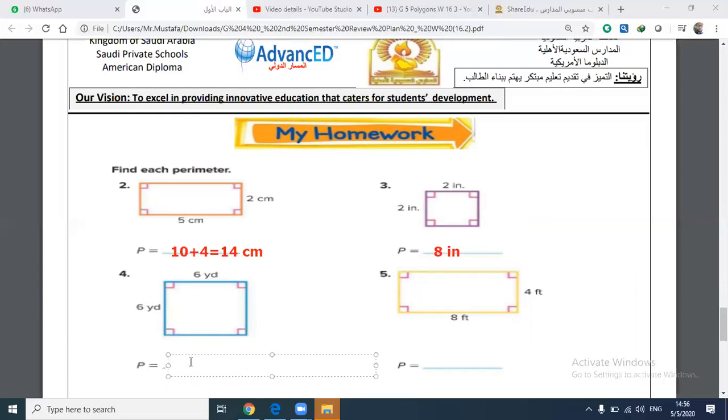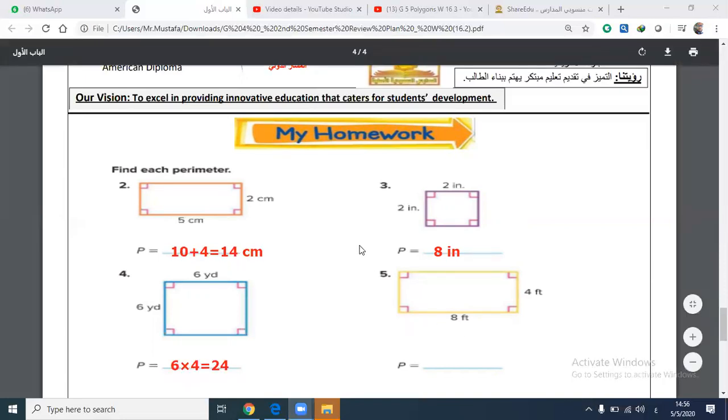6 times 6, no. 6 times by 4. Yeah. 6 times by 4. Be careful. 6 times by 4 equals what? 24. Yeah, equal 24. 24 what, Muhammad? 24. Yeah. Okay. Next one.